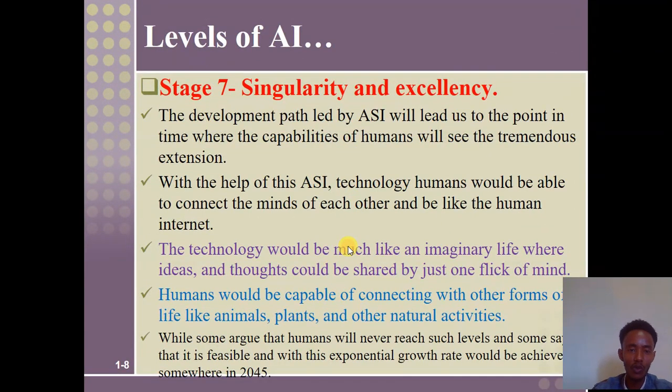So another one is stage 7, singularity and excellency. The development path led by artificial super intelligence will lead us to the point in time where the capability of the humans will see tremendous extension. So with the help of this artificial super intelligence technology, humans would be able to connect the minds of each other, like a human internet.